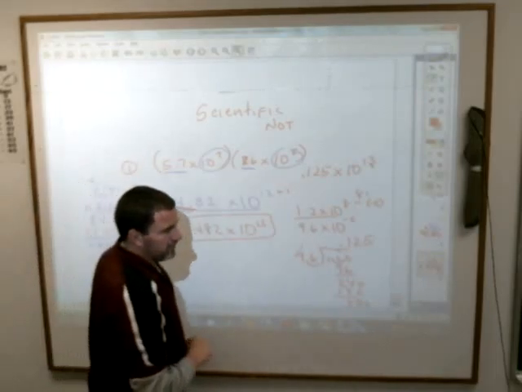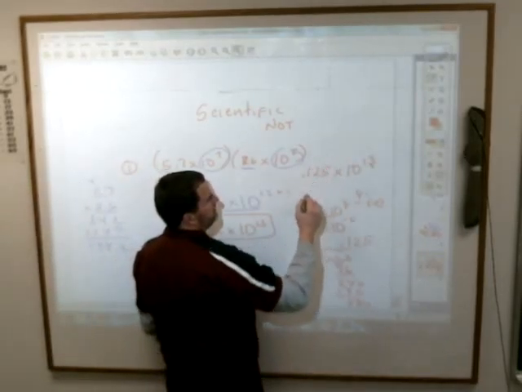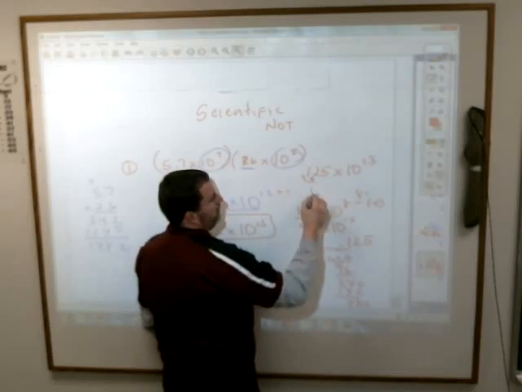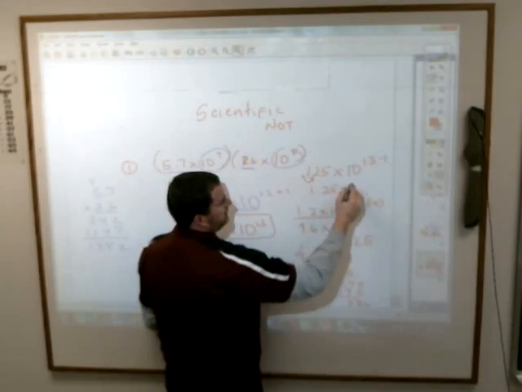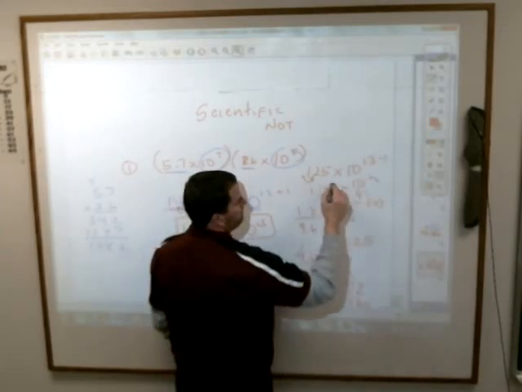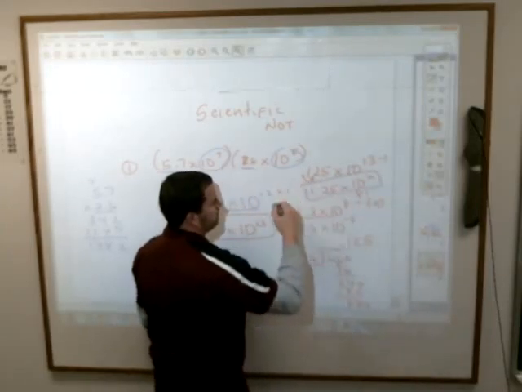Changing that into scientific notation, Nick, you get? Right, I made this one place bigger, so I have to make this one place smaller. There's 10 to the 12th. Right.